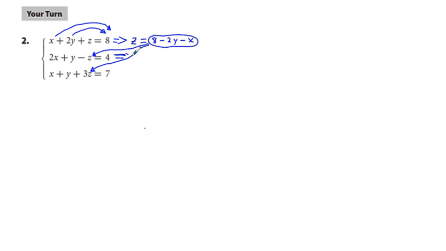Working to the right with the second equation, we're going to have 2x plus y minus, and now in the place of this z, I have this parentheses in which I'm going to place what we have figured out z was, 8 minus 2y minus x. And then this equals 4.